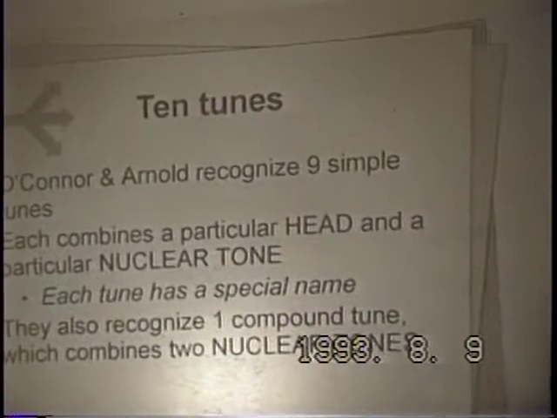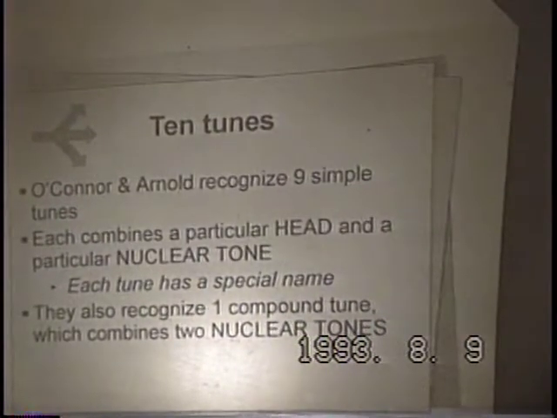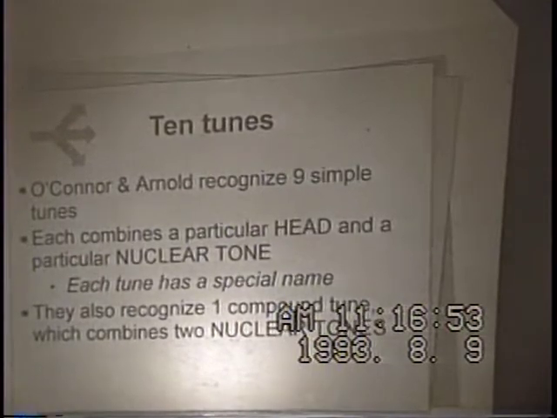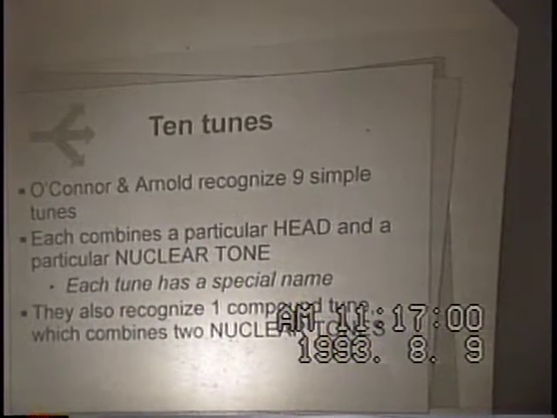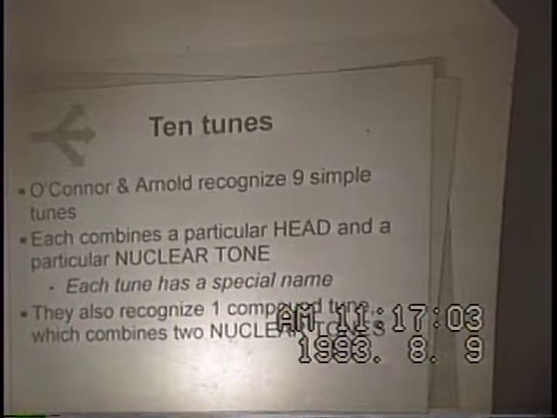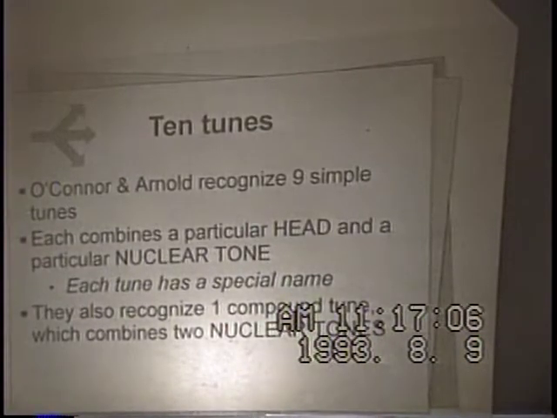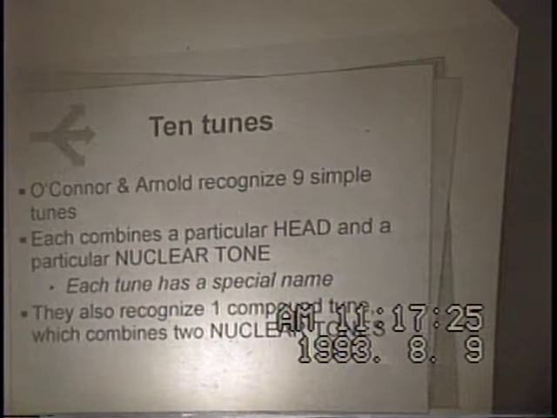The O'Connor and Arnold system, which we generally follow, recognizes altogether 10 basic tunes, 9 of them simple ones, and 1 a combination. Each of these tunes combines a particular head, different heads we discussed, with a particular nuclear tone, the various nuclear tones that we've discussed. And the resultant complex, head plus nuclear tone, has a special name, the name of that tune. And the name is chosen in a way that's meant to remind you of its overall shape.